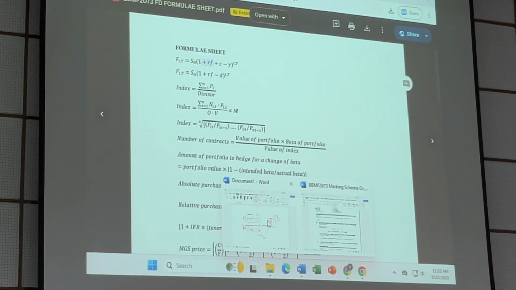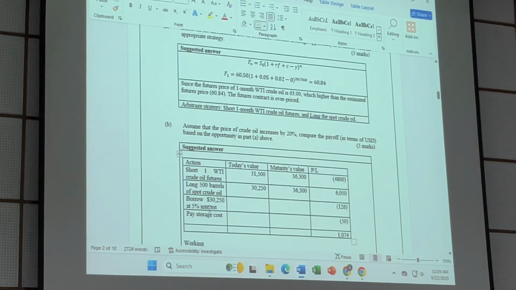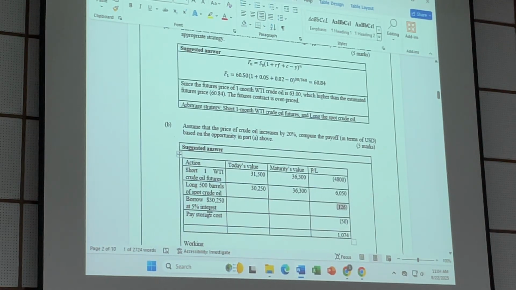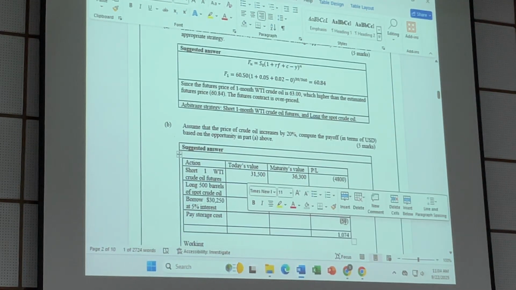Okay, let's look at this one. Borrow, you need to pay interest, right? You need to pay interest because you long the spot. Long the spot means you have to borrow to buy the spot. So that's why here you minus 126, because you pay the interest. And when you pay interest, you know that you need to pay the storage cost also, because they have the same sign.